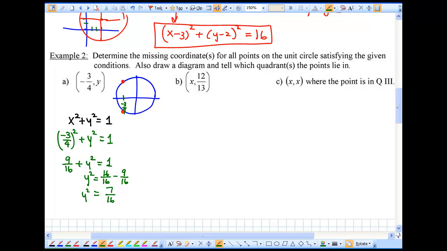So y squared equals 7/16, and if I want to find out y, that's just the square root of 7/16, plus or minus, and I'll rewrite this as root 7 over root 16, plus or minus. Why would I do that? Because root 16 is the same thing as, yes, the number 4. And those are your two y values right there.